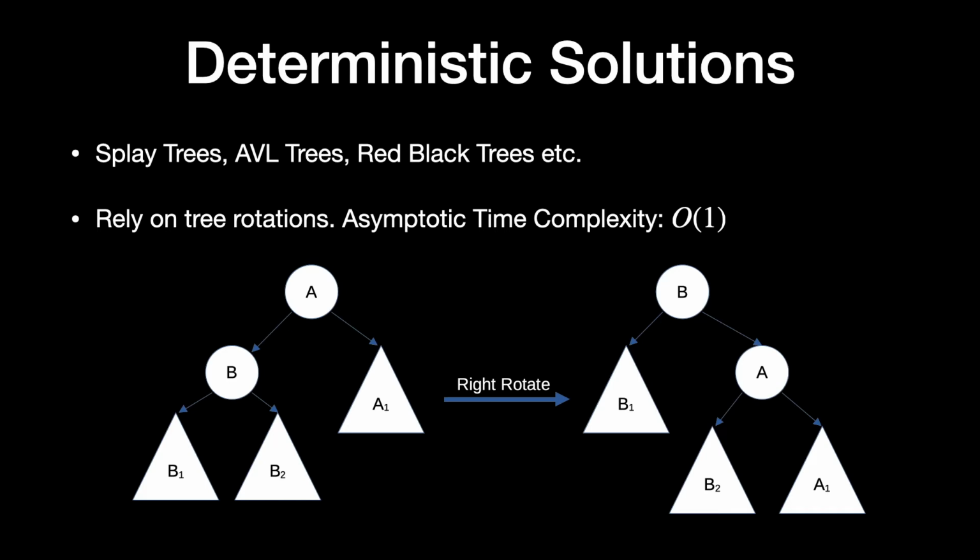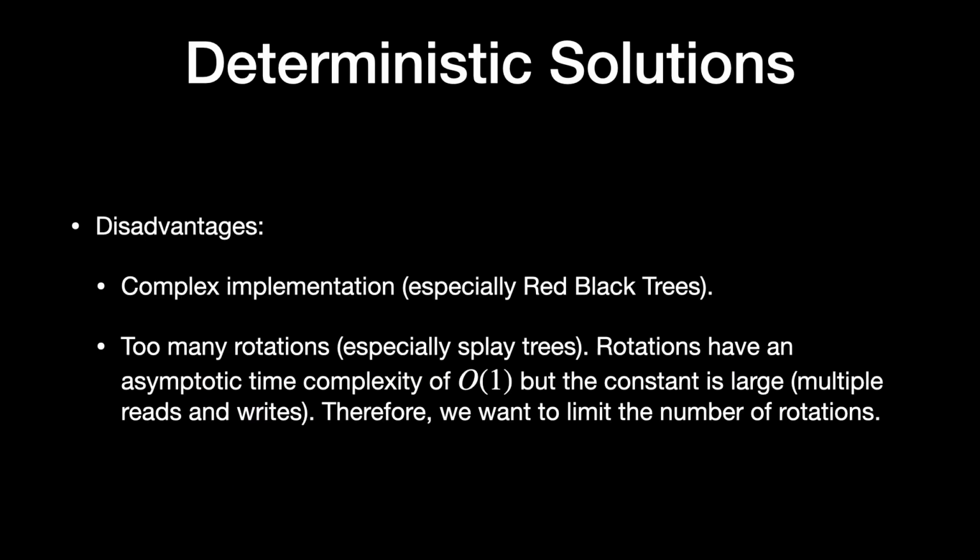These deterministic solutions have some disadvantages. The first major disadvantage is that these data structures have a very complex implementation, especially in the case of red-black trees. In the case of red-black trees, for example, you have to check what the color of the parent is, what the color of the children are, how they match, and based on these conditions, you have to make many complex decisions on whether to rotate or not, which direction to rotate in, and so on.